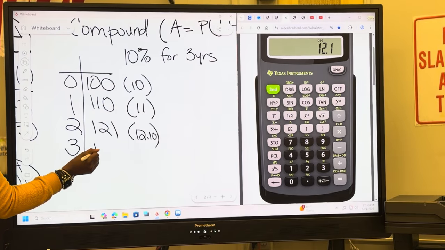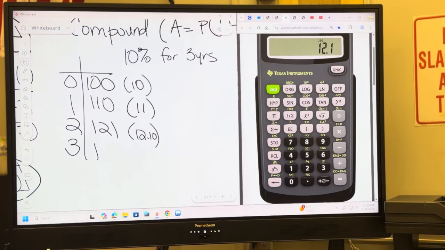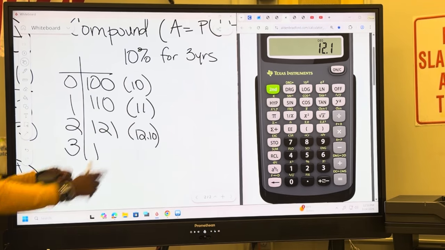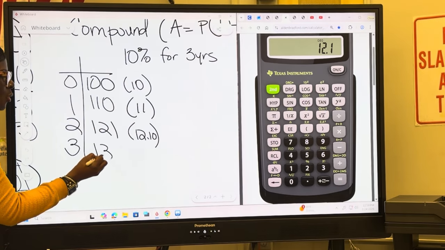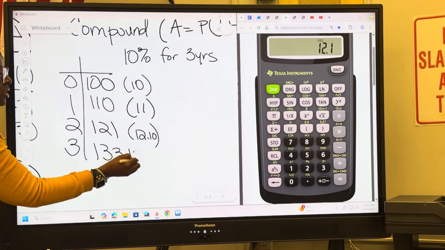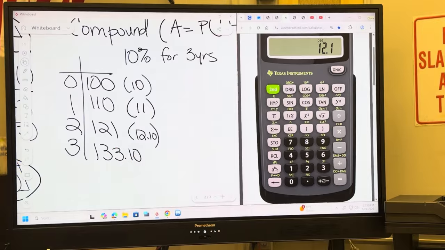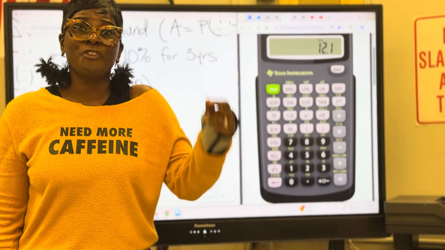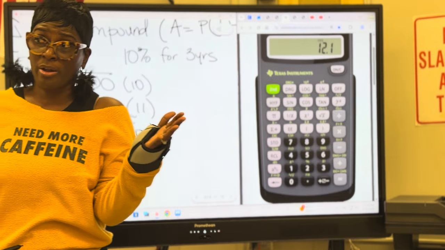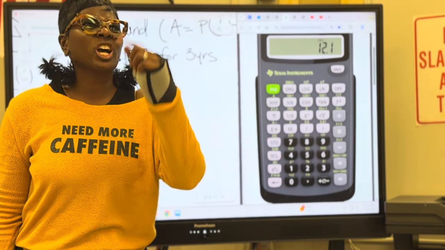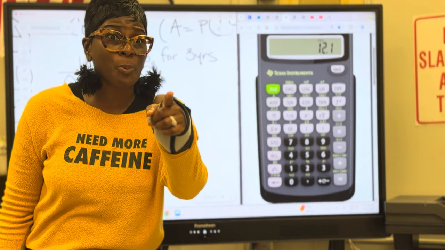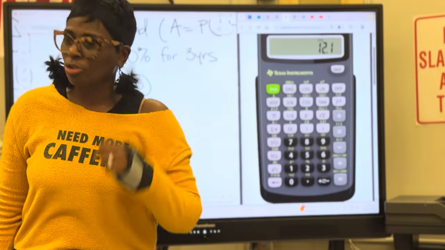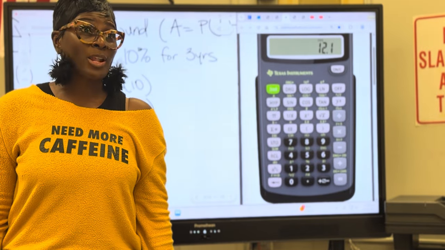133.1. All y'all gotta do is press plus. Add these two together. What do we get? 133.1. 133 point what? 0.1, which is $133 and 10 cents. Is that the same or different? Different. So which one grows faster, simple interest or compound interest? Compound. Compound, because you're paying interest not just on the principal, but interest on the interest. Are you all following me?